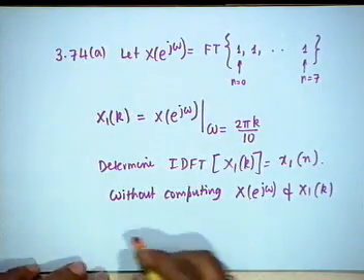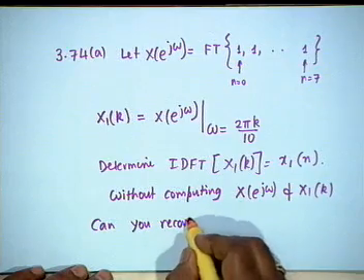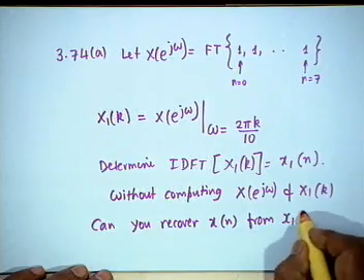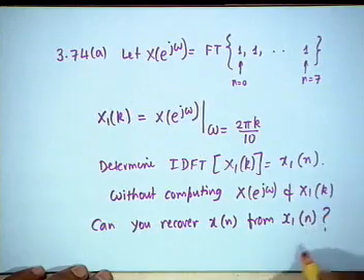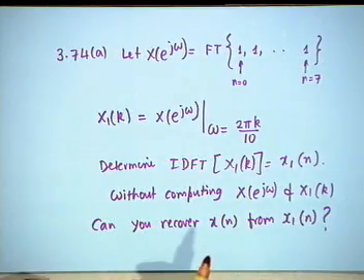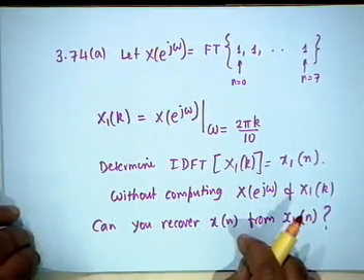That is the question. And then there is an appendage, can you recover x of n from x1 of n? You find x1 of n, then can you recover the original sequence from this? The answer in this case is yes, but the answer in B is no. The B part I have given the answer in the answer sheet. Now let us see how do we proceed.